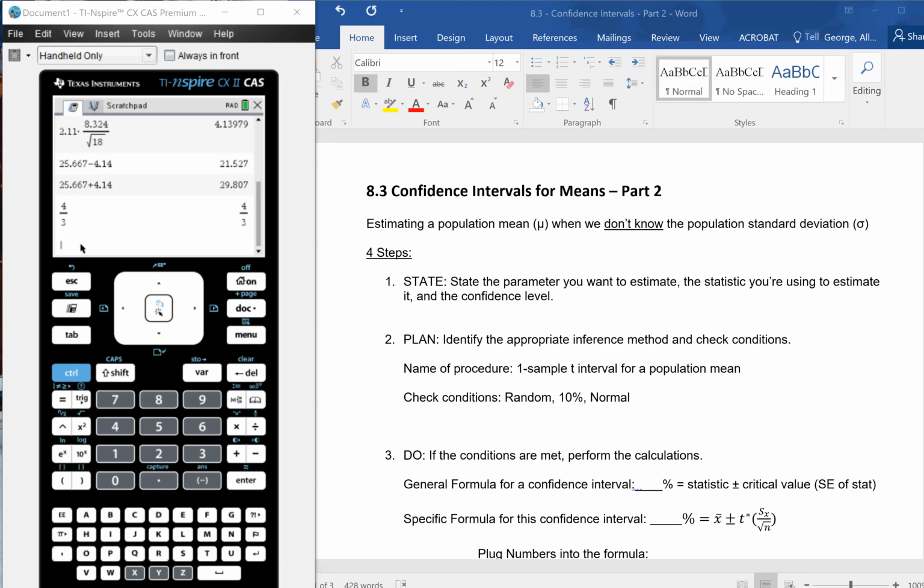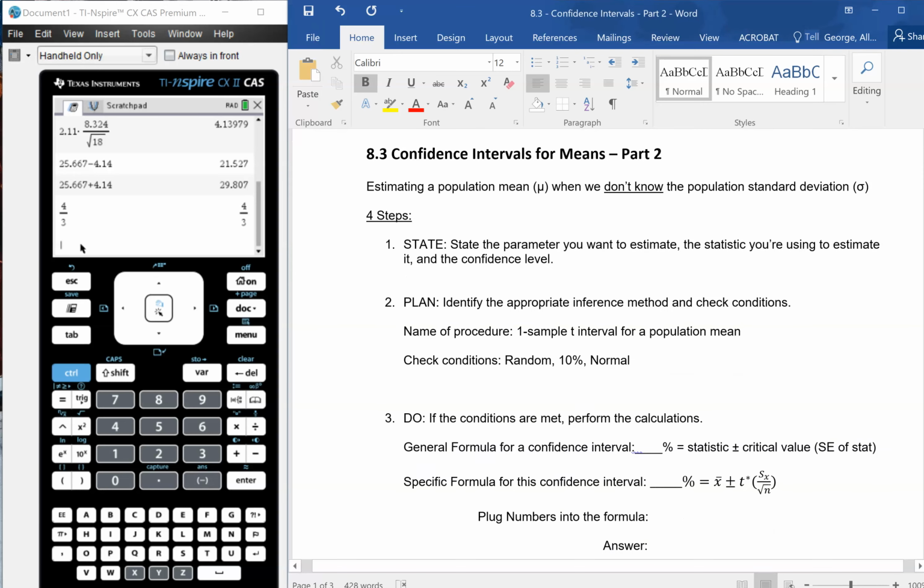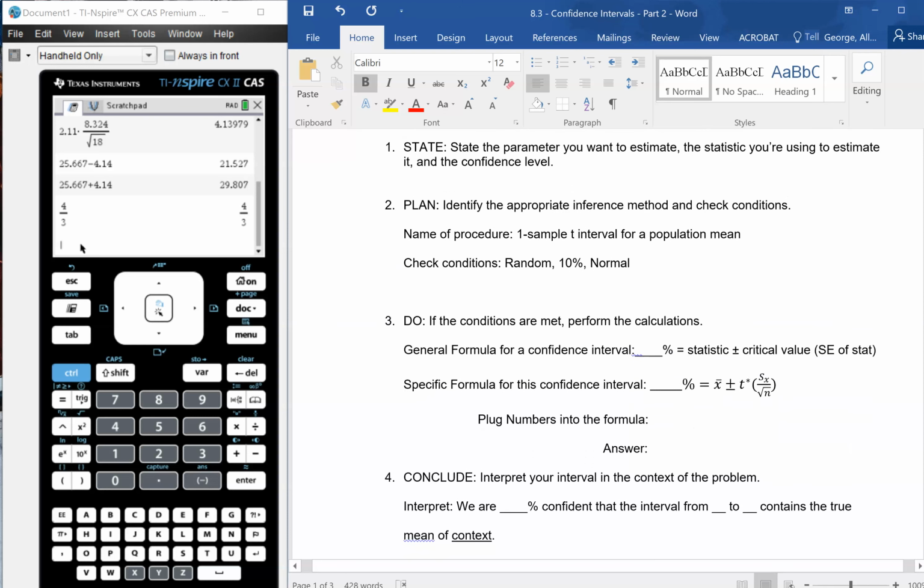Alright, so let's talk through this one. So we know our same SPITIC. We've been using this the whole way through. You want to make sure in the state that you're saying the parameter, the statistic, and the confidence level. Then you want to go through and name your procedure.